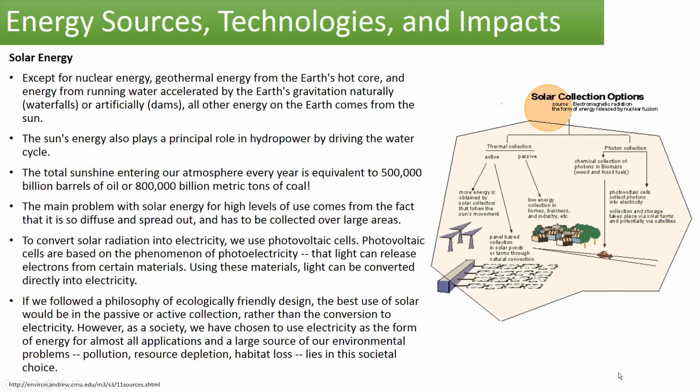So that's on a yearly basis. One of the main problems with solar energy is that it is so diffuse and spread out. It has to be collected over large areas. That's one of the issues we have, especially here in Imperial Valley, because some of the agricultural areas have been converted to solar panels. It requires many acres to produce this amount of energy, so you have to pull out prime agricultural land to have solar panels to produce that energy.